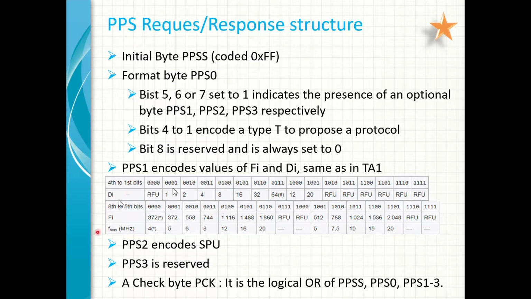So this is a table I took from Wikipedia. And like I said, the idea in this negotiation is to negotiate with a card that you want to use default values, or the values that you program in your interface device, and make sure the card accepts it. If the card doesn't accept it, further communication will not be allowed. So I chose to use the default value of 1 and 1. So my DI will be 1 and my FI will be 372. That will give me a baud rate of 9,600 bits per second.